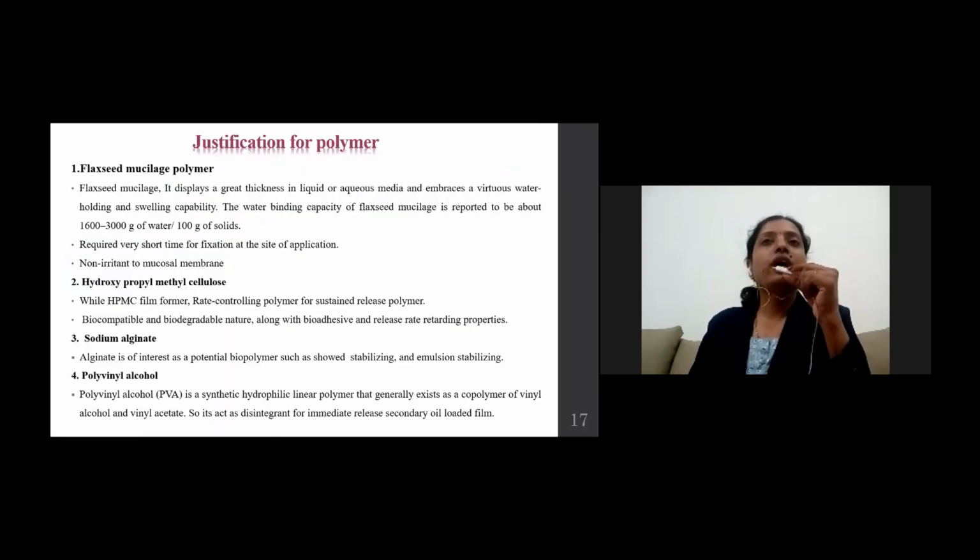So why have I selected these polymers? Simply because they are readily available. They have proven properties of biodegradability, and PVA is also famous for its disintegration or immediate release properties.